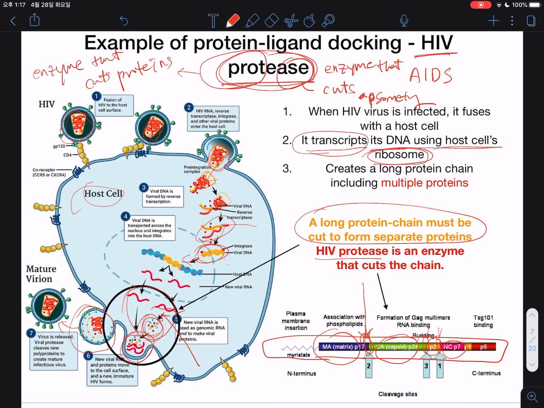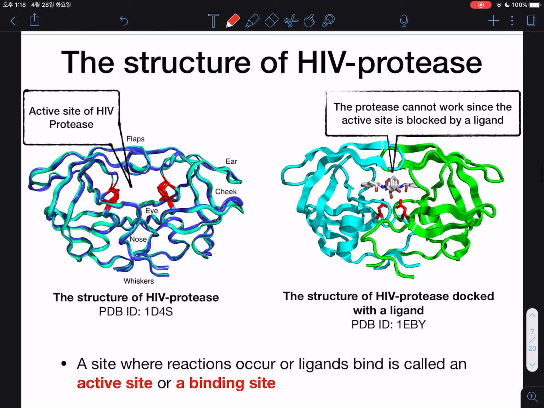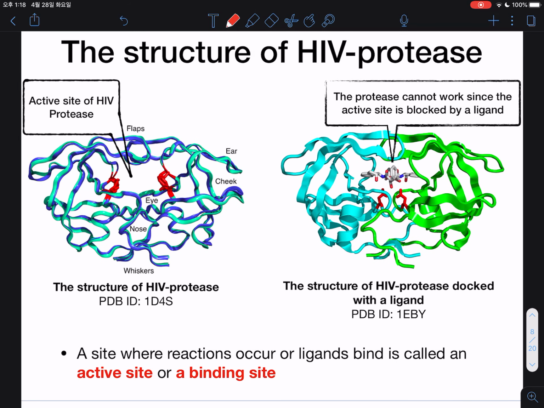So the HIV protease cuts a long protein chain into multiple functioning chains. Otherwise, if that long protein chain is not cut properly, then the long protein chain itself does not function properly. Once they are cut properly, each protein works as expected. So they play their roles.